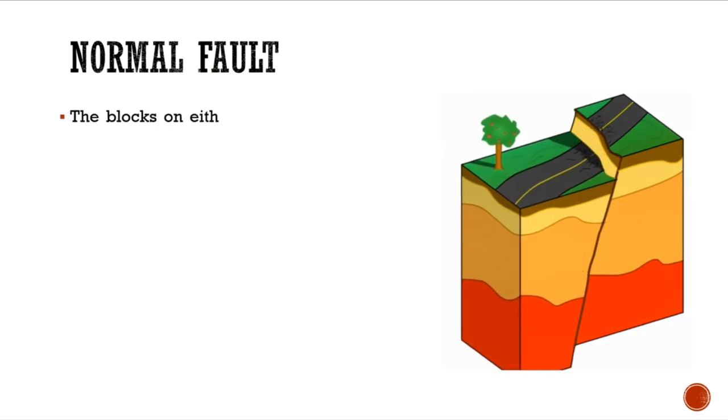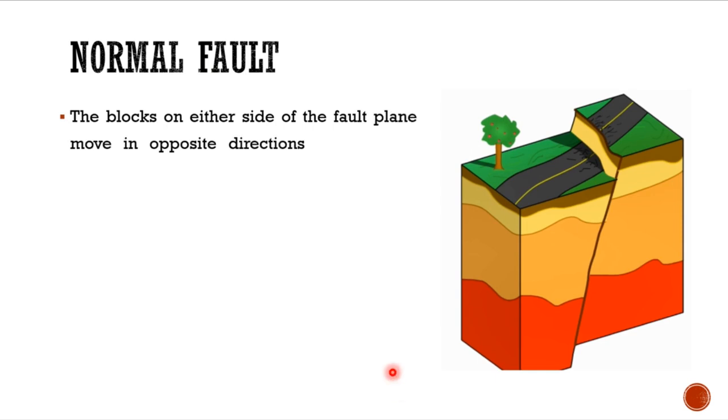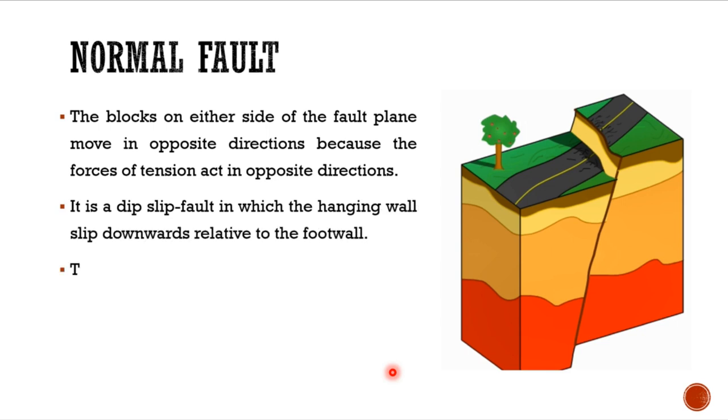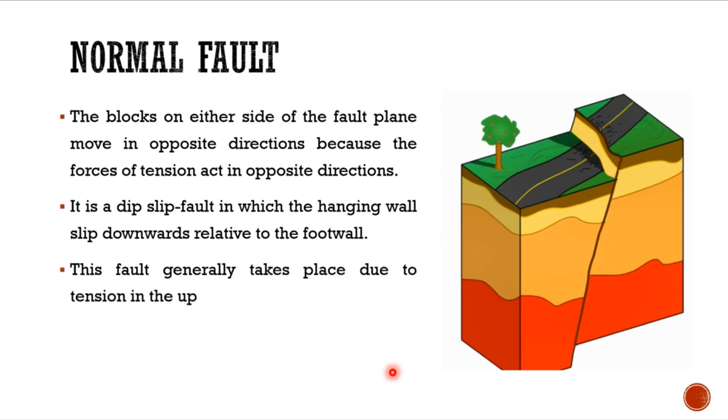In a normal fault, the blocks on either side of the fault plane move in opposite directions because the forces of tension act in opposite directions. It is a dip-slip fault in which the hanging wall slips downwards relative to the foot wall. This fault generally takes place due to tension in the upper part of the crust.